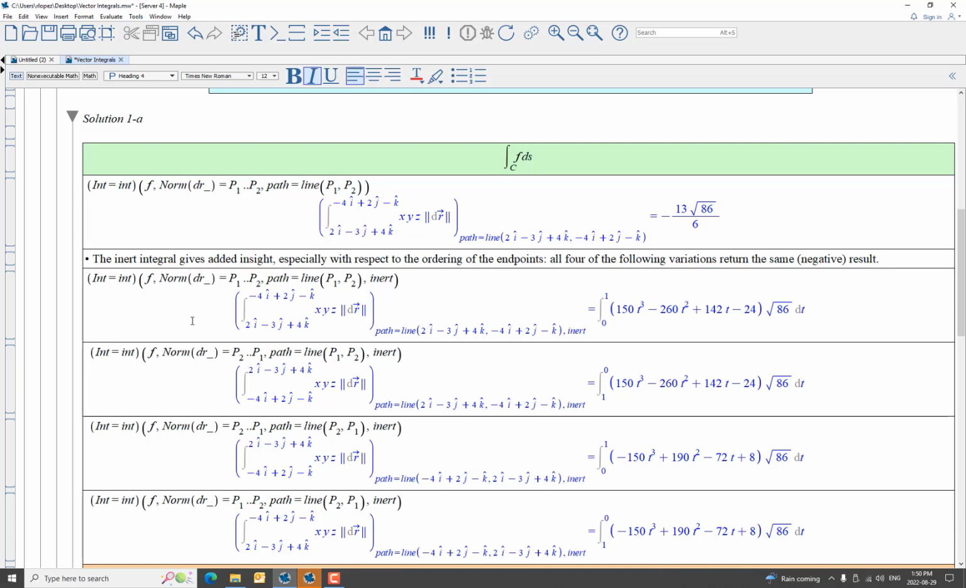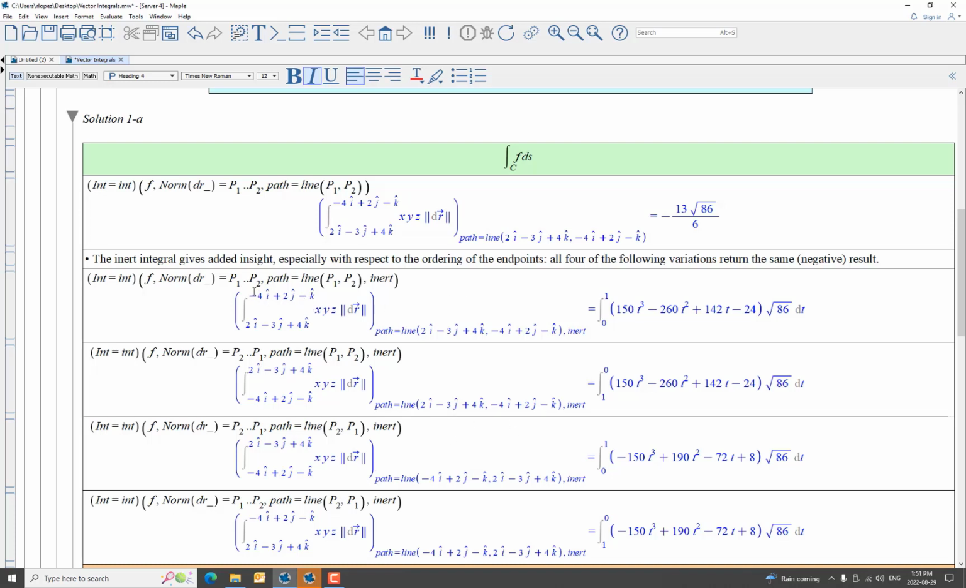Now I've written down all four possibilities of P1, P2, and the line P1, P2. Switch P2 to P1 here, but leave the line intact. Leave the switch here, P2 to P1, but switch on the line, P2 to P1, and P1 to P2, and switch here, P2 to P1. What will the sign of the answer turn out to be?